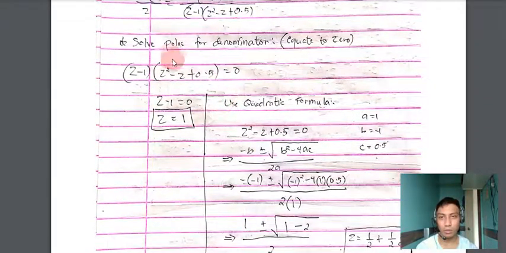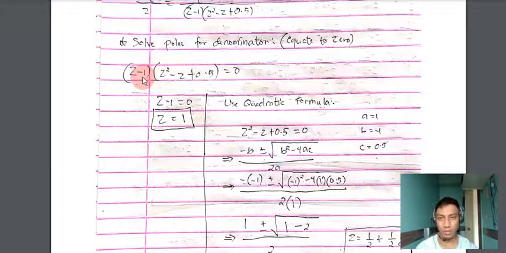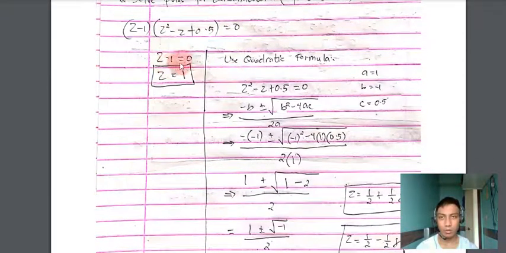So first, we need to solve for the poles of the denominator by equating it to 0. So we have z minus 1 multiplied by z squared minus z plus 0.5 equal 0. So we have z minus 1 equals 0, we have z equals 1.